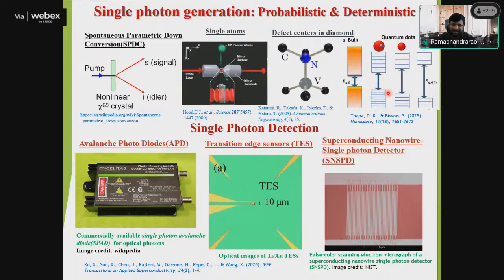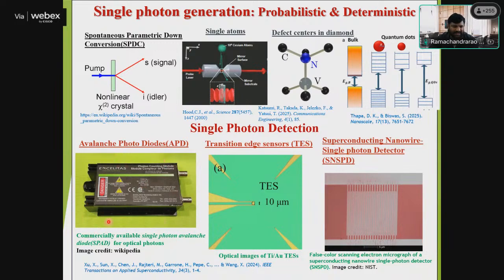Then these are the single photon detection protocols. Conventionally, most people use the avalanche photodiode because it is cheaper. This is how it looks. Sometimes it is called SPAD, single photon avalanche photodiode, or SPCM, single photon counting module. You can see here it is written photon counting module. So this is a single photon counter. How does it look?